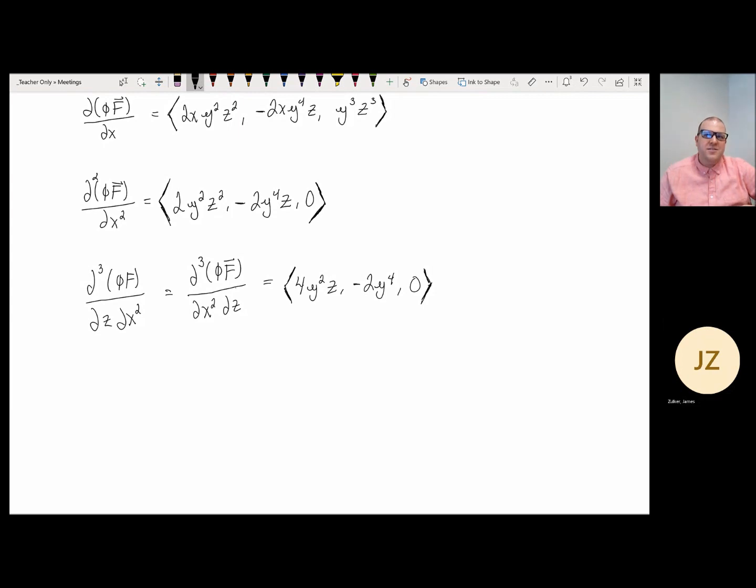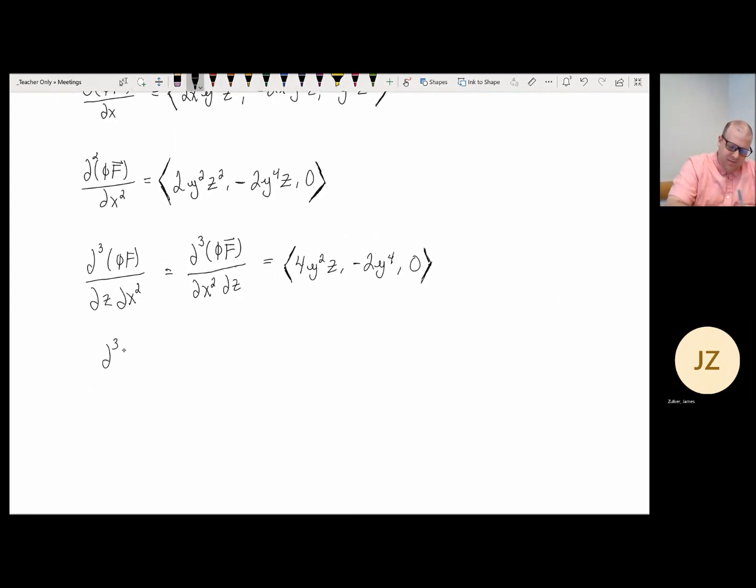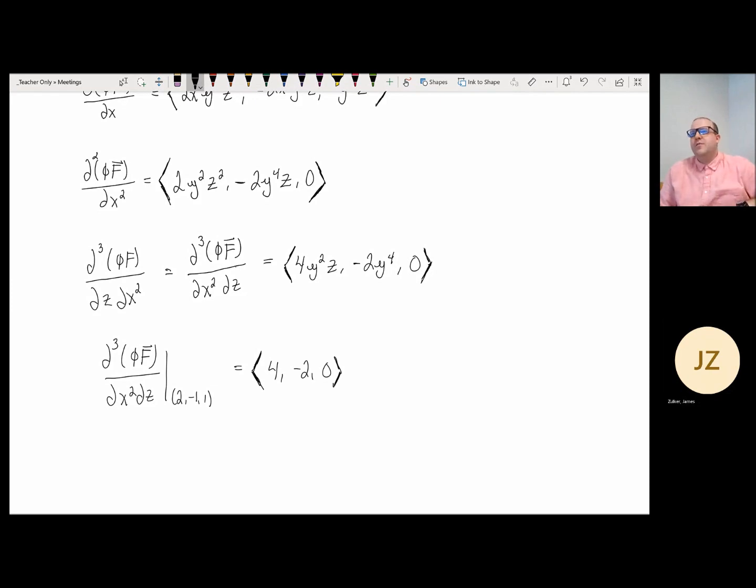We're not done. They wanted us to evaluate it at a point. So we need to evaluate that at the point (2, -1, 1). Well, evaluating a multivariate function is the same as evaluating a vector valued function, right, same as evaluating a function. Everywhere we see an x, we're going to put a 2. Well, there are no x's. Perfect. Everywhere we see a y, there's going to be a -1. Everywhere there's a z, there's going to be a +1. Or -2, 0.